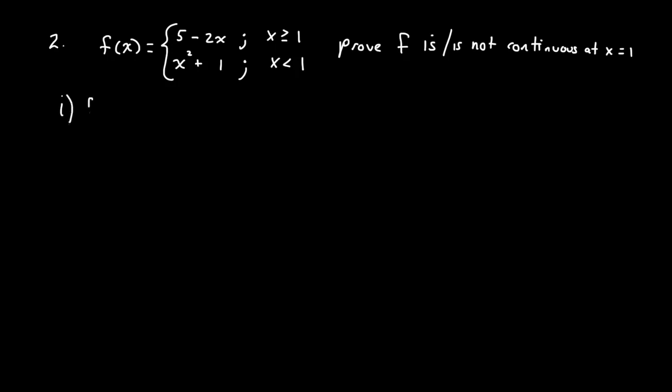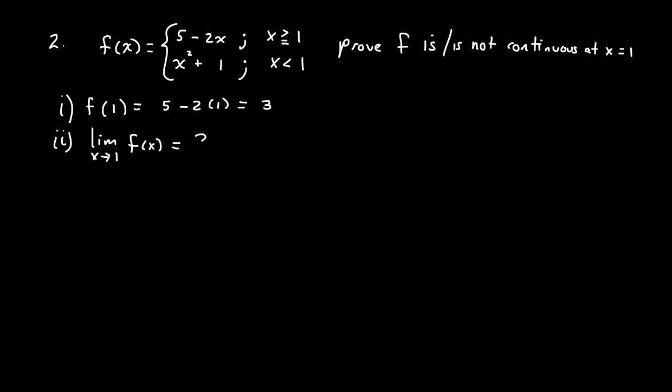So in step 1, I'm going to evaluate the function. So f of 1 equals, I have to decide, do I plug it into the top or the bottom? I see that we have an equals here, so I'll plug it into the top. 5 minus 2 times 1, and that is 3. Great. Step 2. I want to find the limit as x approaches that 1 of the function f of x.